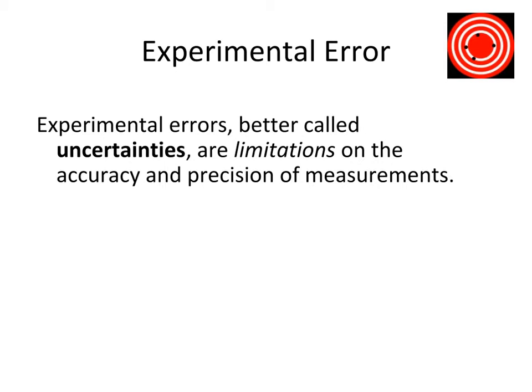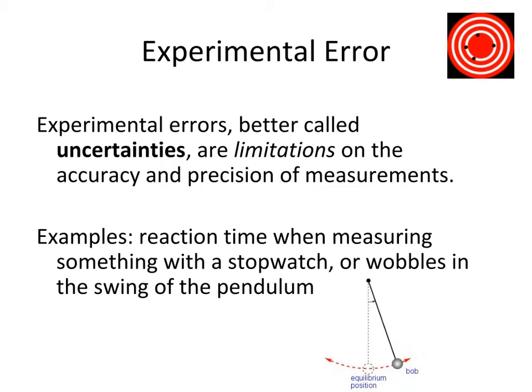Experimental errors, instead, really are uncertainties. That's another name for them. They're limitations on the accuracy and precision of any measurement that we make. And every measured value has an uncertainty. For example, reaction time when measuring something with a stopwatch has an uncertainty, largely based on how quickly someone can react when starting or stopping a stopwatch. Or some physical things that go on in the experiment, like wobbles in the swing of a pendulum. If you're using a retort stand, it could be that the retort stand was wobbling a bit, so maybe the pendulum wasn't just swinging back and forth, maybe it had some circular motion as well.